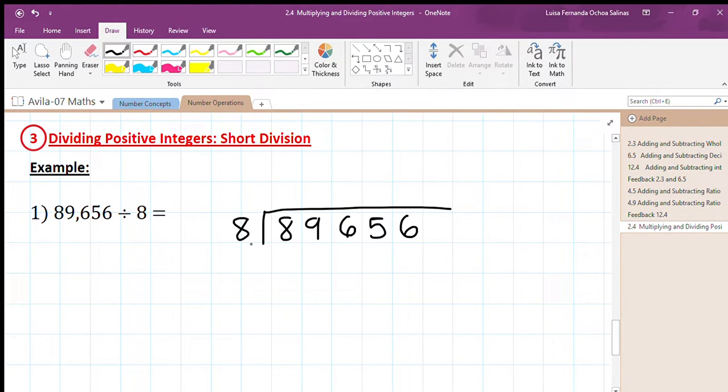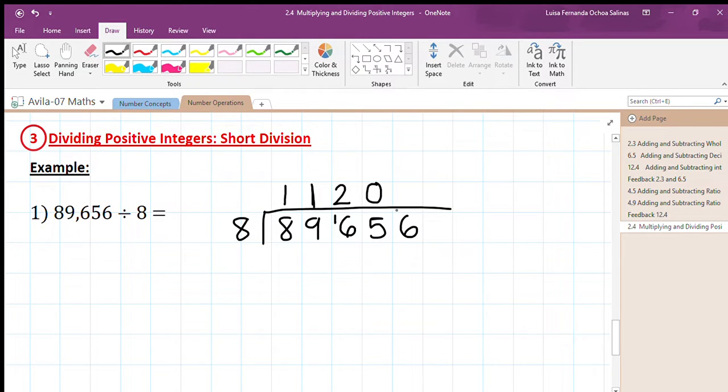Okay, so I start. 8 divided by 8 goes 1, and I don't have any remainder. Then 9 divided by 8 goes 1, but I have 1 remainder, which makes 16. Then 16 divided by 8 is 2. No remainder there. Then I do 5 divided by 8, which I cannot do. Therefore, I have to put a 0 here.